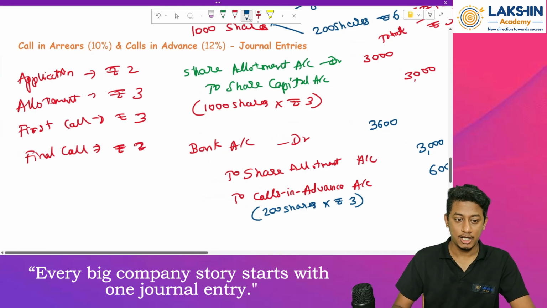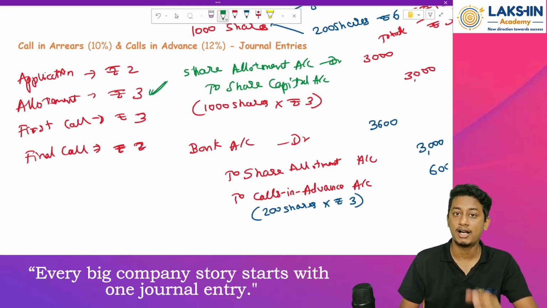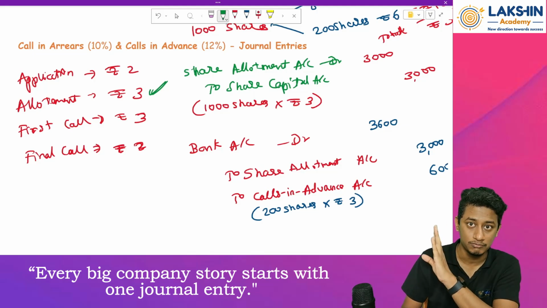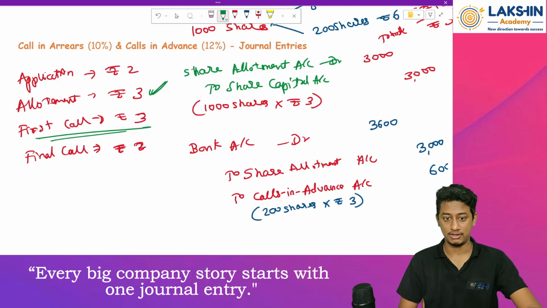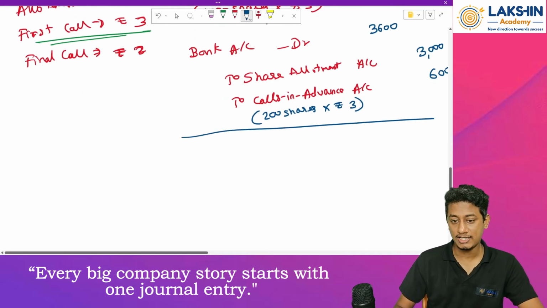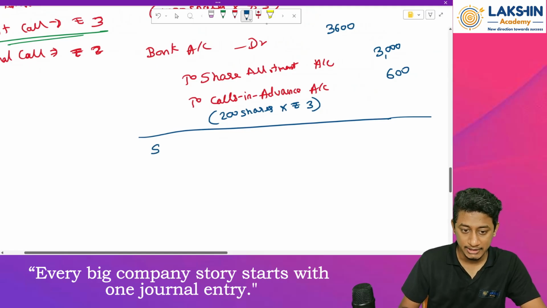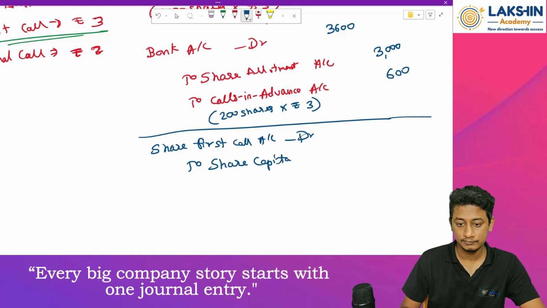Okay. Going further. So we are done with what? We are done with allotment procedure where an idiot has paid me 600 rupees more. For what? For the first call. Now let's pass the entry for the first call. Let's see. What is the entry that you pass for the first call? The entry will be share first call account debited to share capital account.